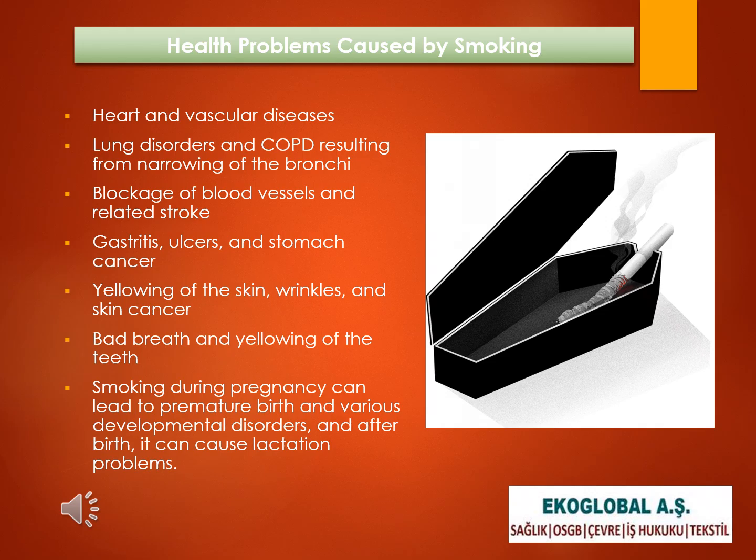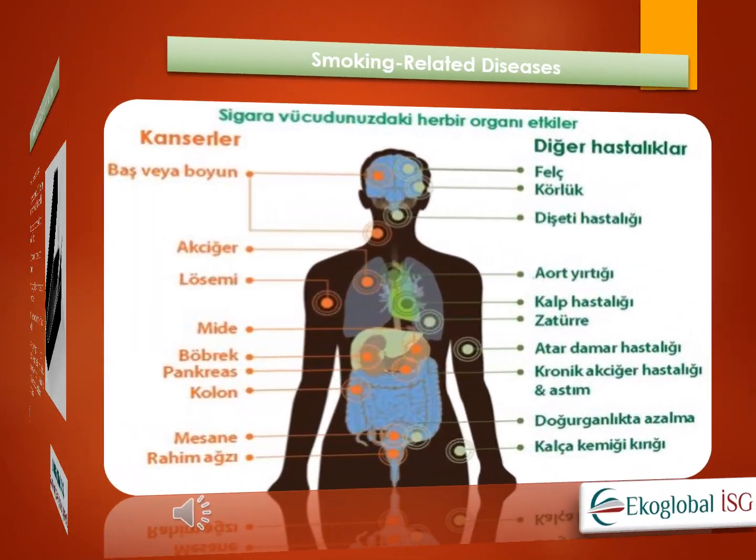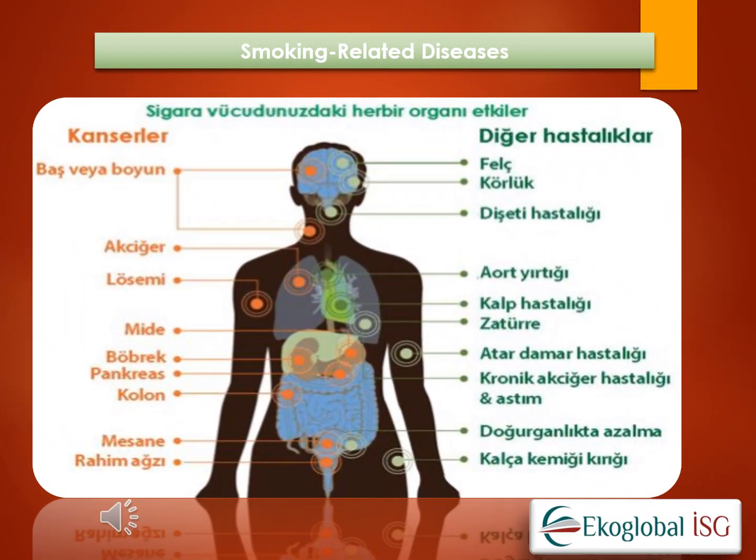Smoking contributes to heart and vascular diseases, lung disorders and COPD, vessel blockage and stroke, gastritis and ulcers, skin yellowing and wrinkles, dental discoloration and bad breath, and pregnancy risks including premature birth and developmental issues. Smoking is linked to multiple diseases affecting various systems of the body. Cigarettes affect every organ of the body.